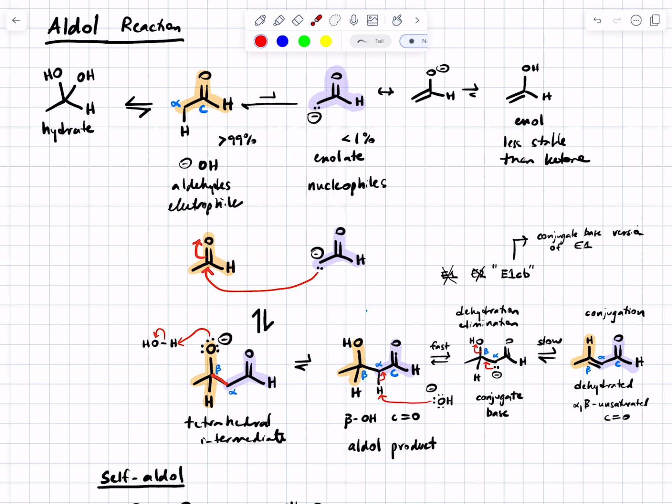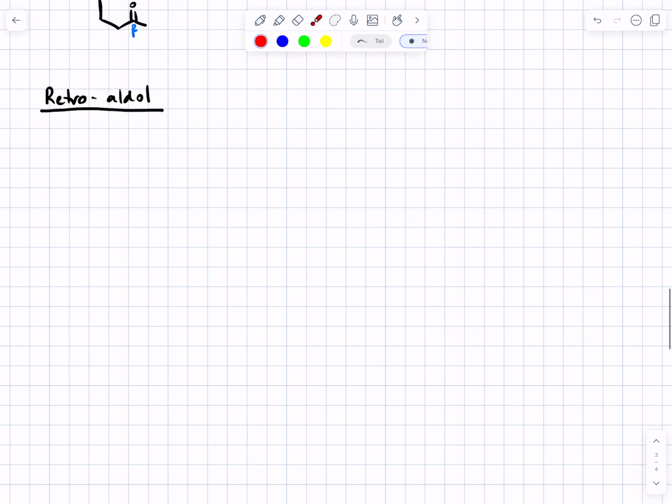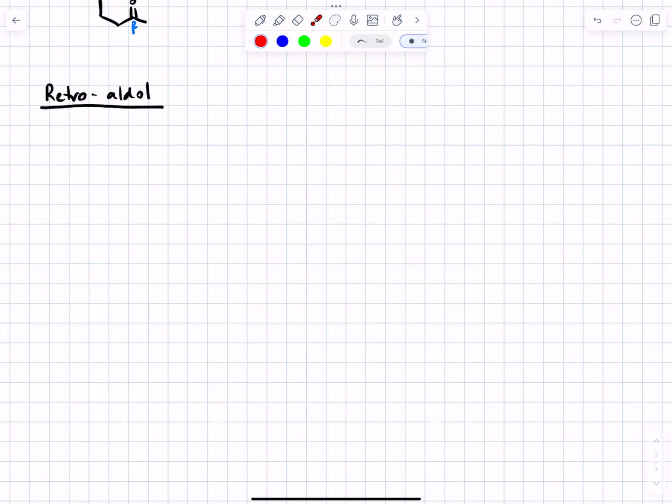So focus on the mechanism. Don't get distracted by hand-wringing about, well, how do I know whether or not that was the product? That's not the question. This is not a predict products question now. This is a can you draw the mechanism question. Okay? Is that clear as mud so far? Yes? Okay.